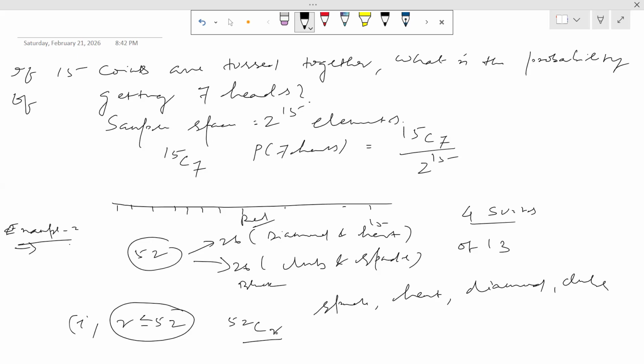Then what will our sample space be? 52 C R will be the number of events. Second, if R cards are drawn one by one, then the number of elements in the sample space will be 52 P R.